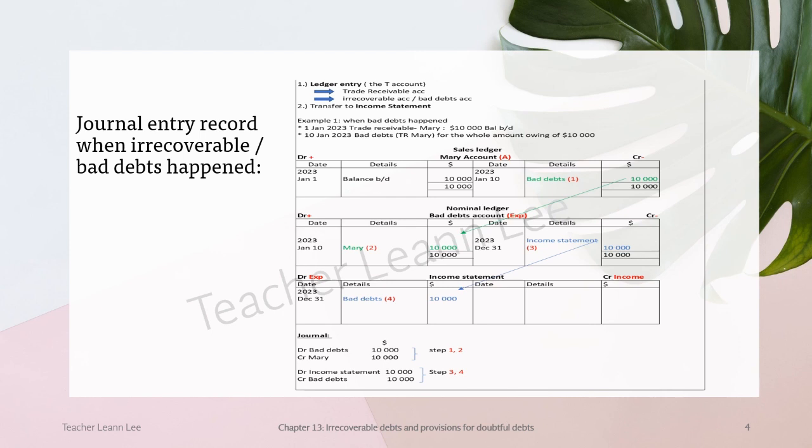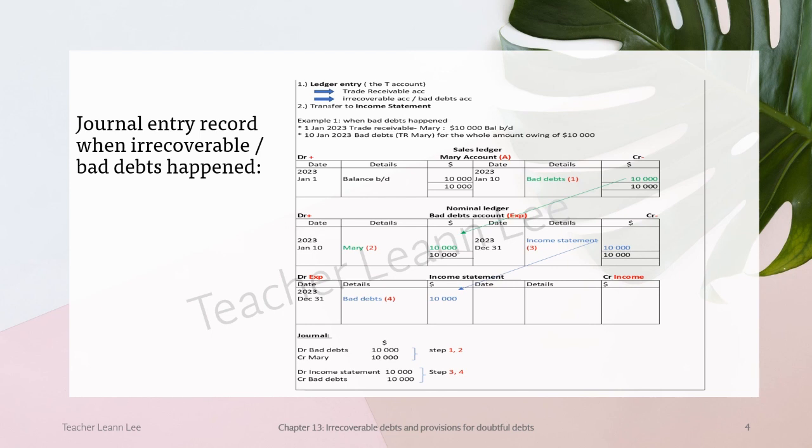So 10,000 balance BD means that this is the amount that's supposed to be paid by Mary when it is due. But Mary didn't pay a single cent. Maybe uncontactable, maybe declared bankruptcy. So on 10 January 2023 it is confirmed that we are pretty sure that a bad debt happens for the whole amount owing of 10,000.